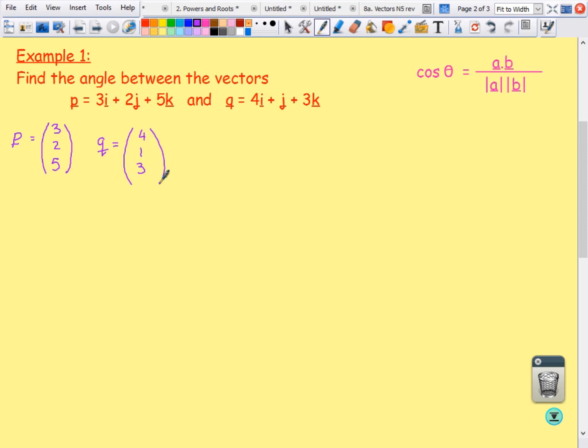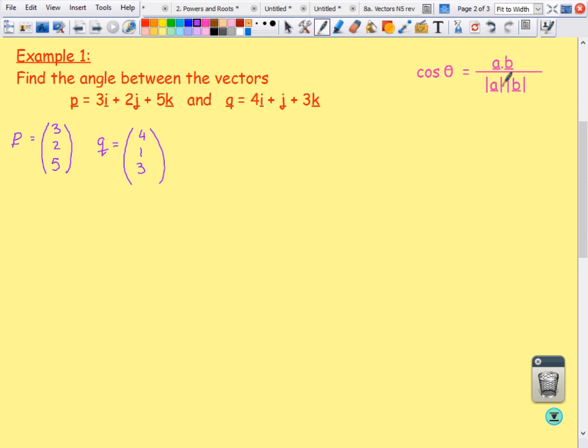Okay? Liz? Yeah, because that's a vector P and that's a vector Q. If it's not underlined, it's assumed to be a scalar or a normal number. If it is underlined, it's a vector. Good question.